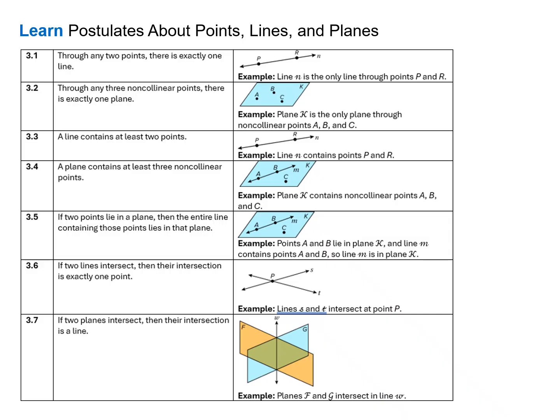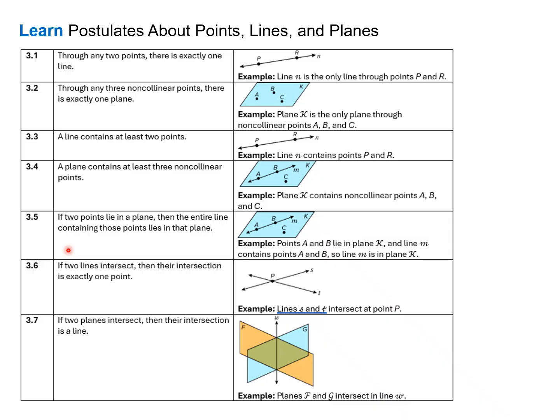These are the ones we began the school year with: postulates, points, lines, and planes. So as a reminder, through any 2 points, there is exactly one line. Through any three non-collinear points, there is exactly one plane. A line contains at least 2 points. A plane contains at least three non-collinear points.